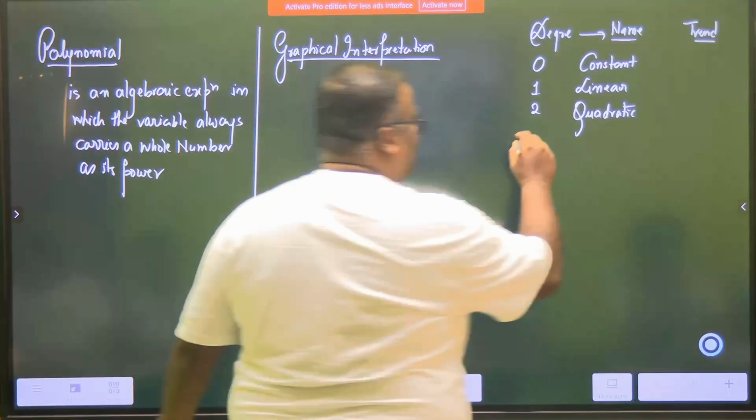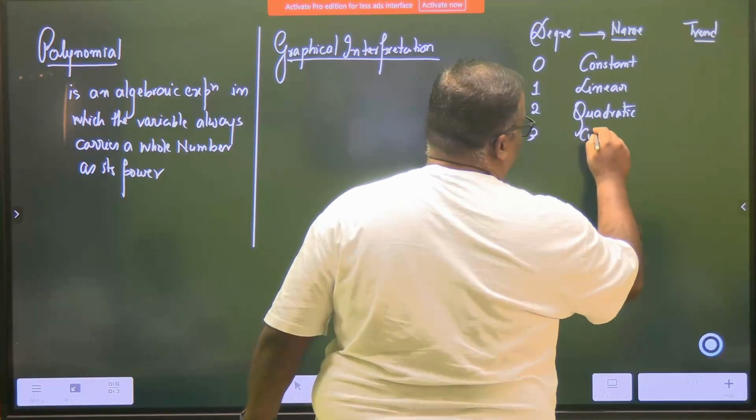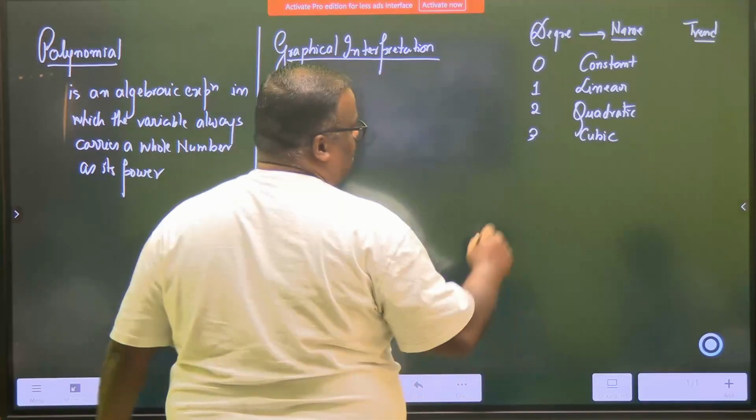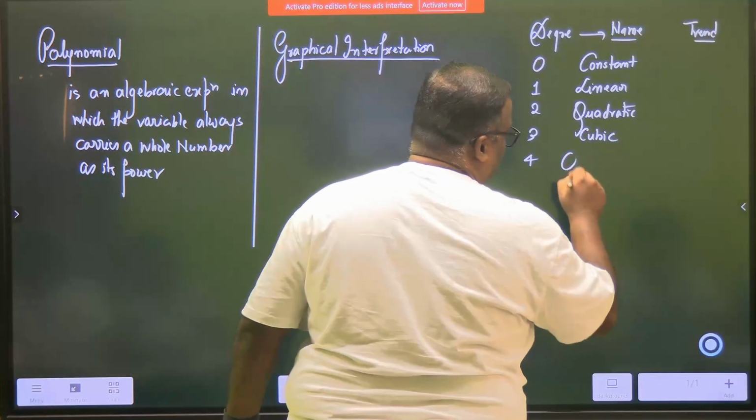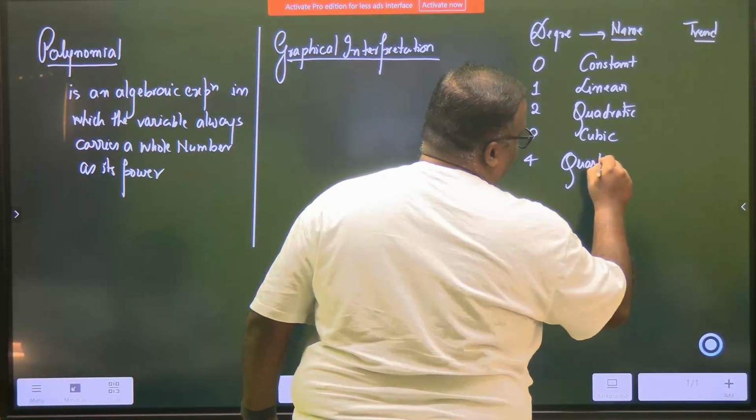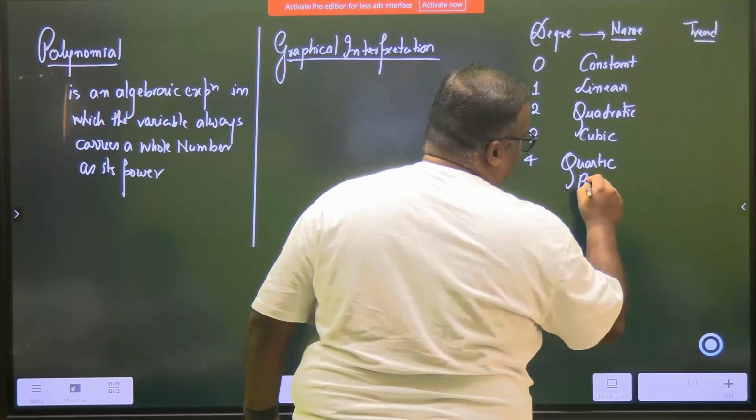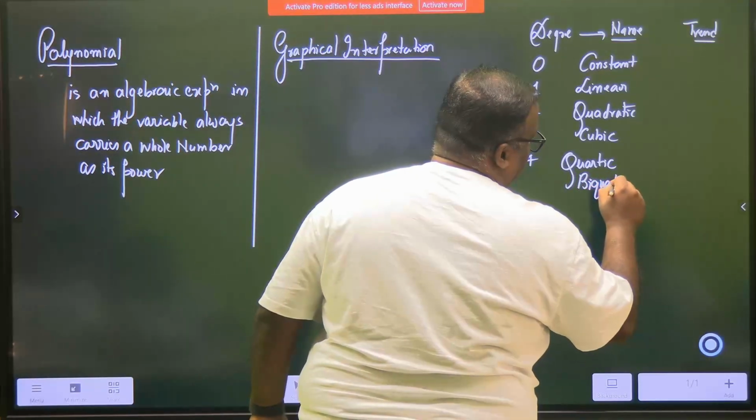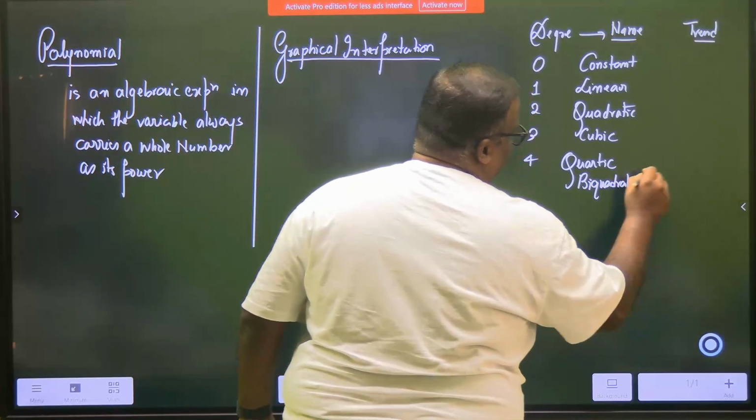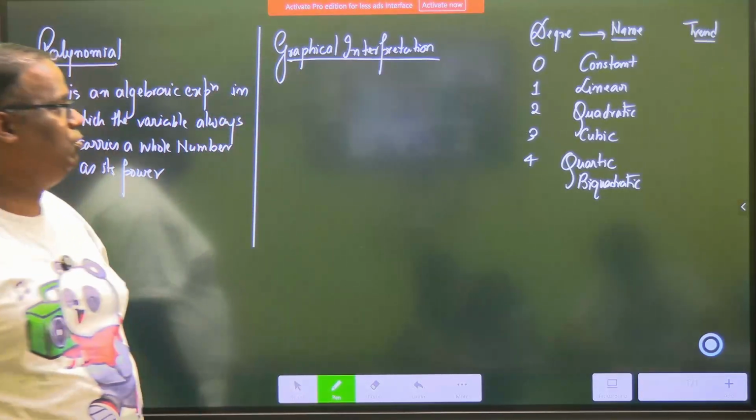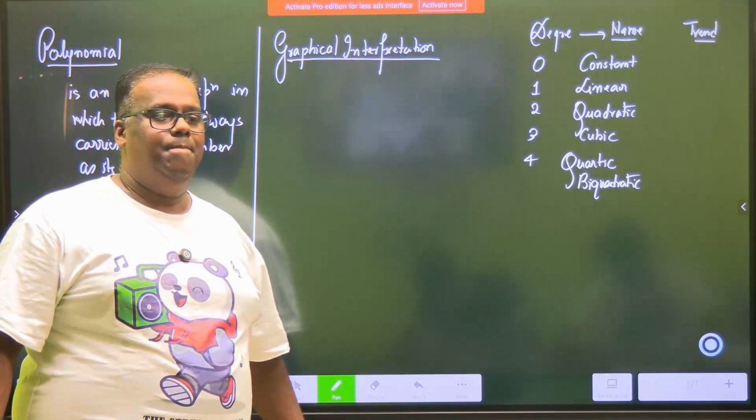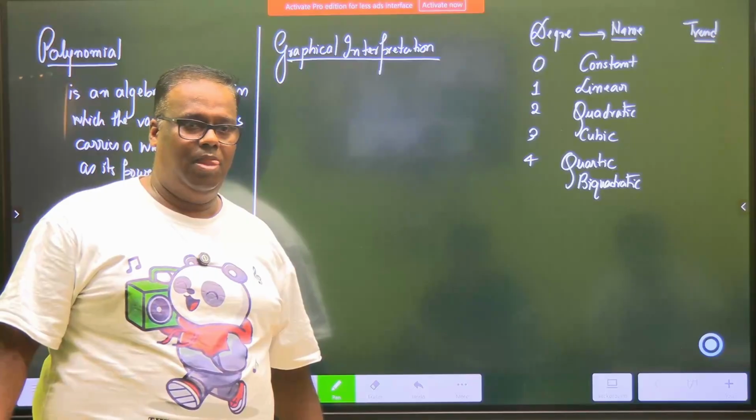Okay. Then comes third, which is known as cubic. And then comes fourth, which is known as quartic, or also called biquadratic. Is it important, sir? Well, for general knowledge purposes, you should know up to 4 what the names are. Are we fine? Okay.